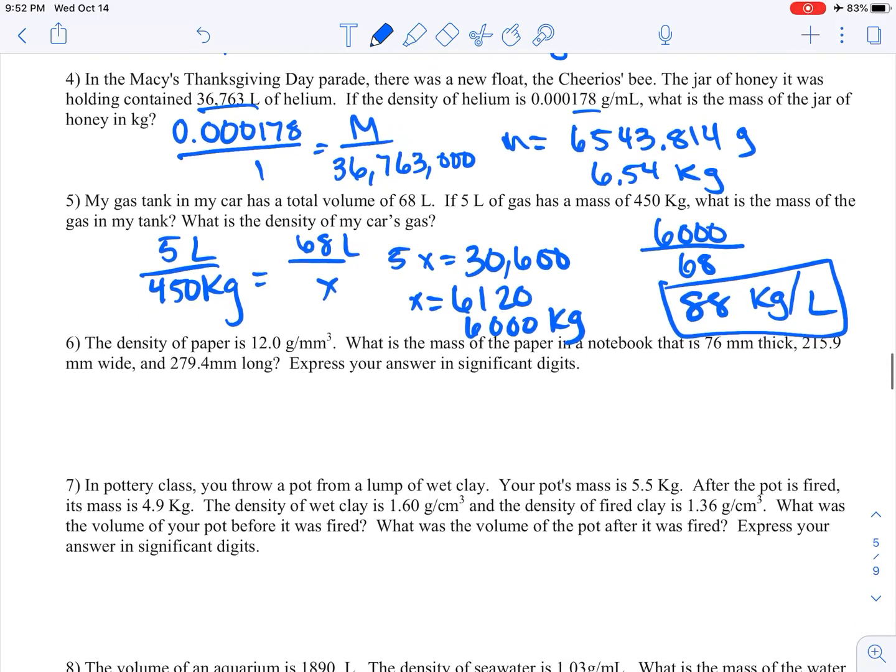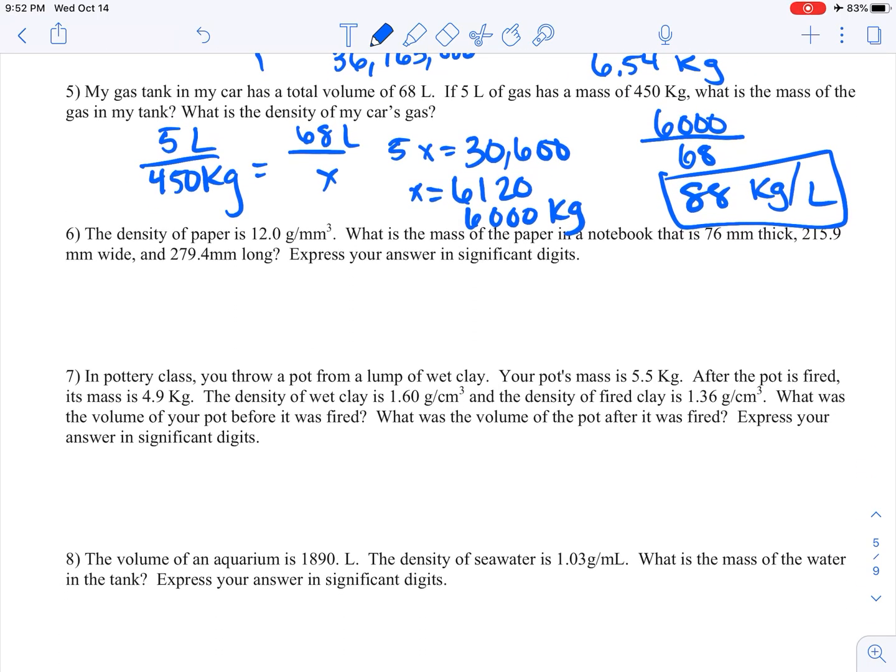By the way, if I make any mistakes, let me know. The density of paper is such. What is the mass of the paper? And it looks like we need to do some volume. So volume would be 76, which is thickness or height, times 215.9 times 2. So hold on a second. 76 times, I think I plugged it in wrong. 215.9 times, no, 279.4. Okay, this is absolutely ridiculous.